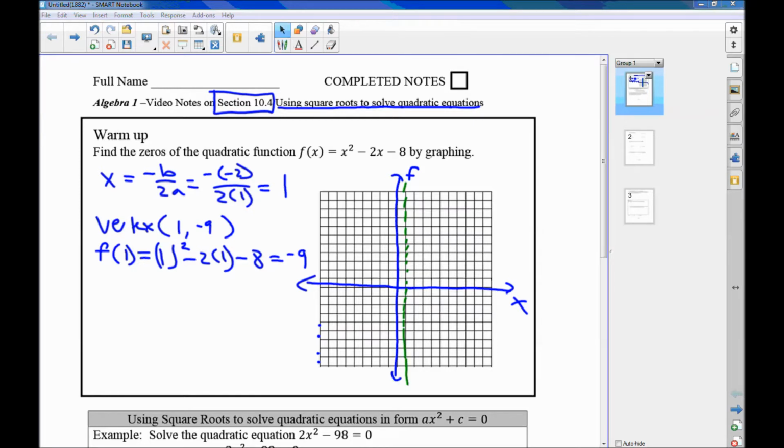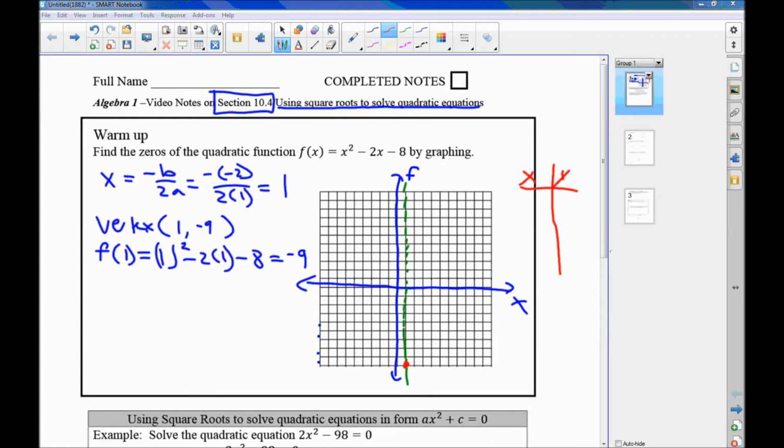Okay. Our vertex is at 1, negative 9. So 1, 2, 3, 4, 5, 6, 7, 8, 9. That's right on the bottom. This is opening upwards, which is why we left as much room up as we could. And we're going to make a table until we find the place where our graph crosses the x-axis. And those will be our two answers.